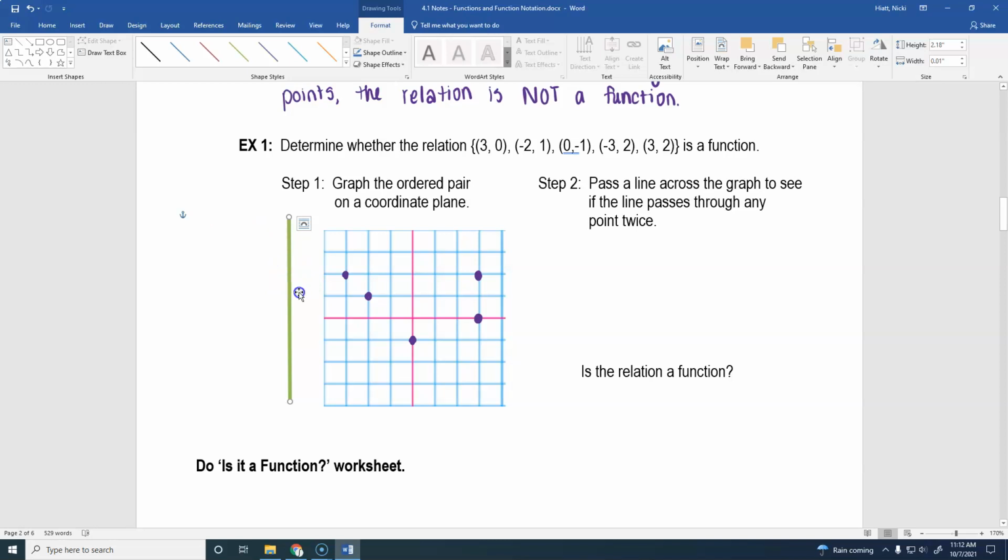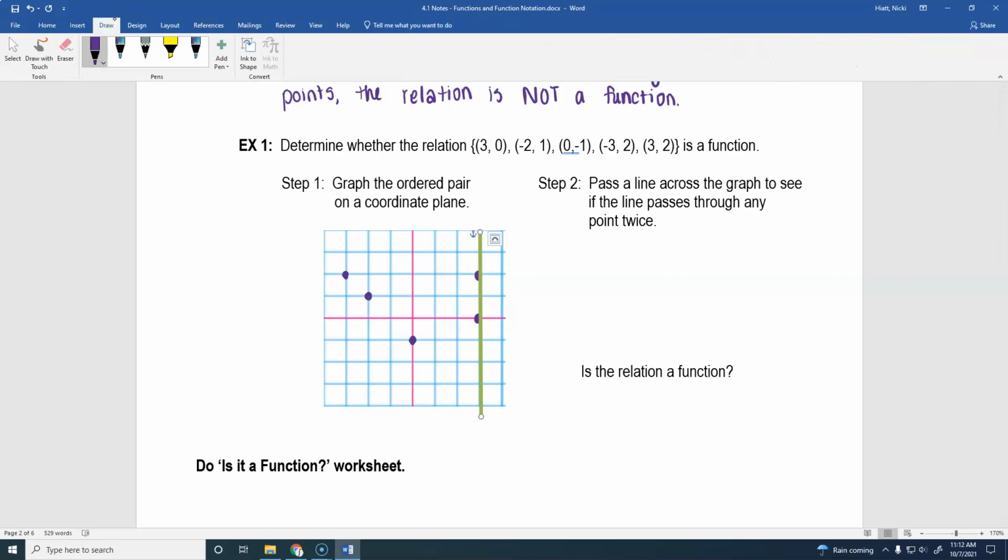So if you take a vertical line and you go through this graph, here I only touch 1 point. 1 point. 1 point. Uh-oh. Right here, 2 points. So when I cross 2 points, that tells me this is not a function. So is this relation a function? No. Basically, if you have 2 on the same vertical line, it's a non-function. How else could we tell just by looking at the list of coordinates?